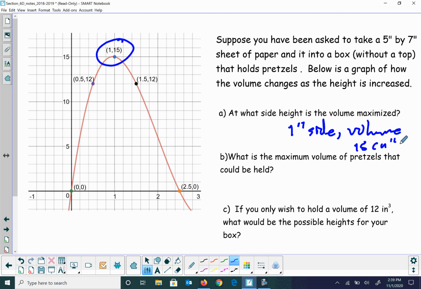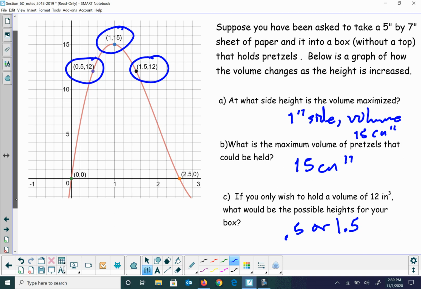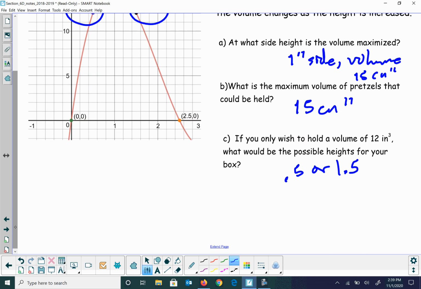What is the maximum volume that pretzels will be held? 15 cubic inches. Okay, if you only wanted to have a volume of 12, so if I had sides of 0.5 or 1.5, my volume would be 12. And again, we can talk about more of this in class, and we can represent kind of what it looks like.